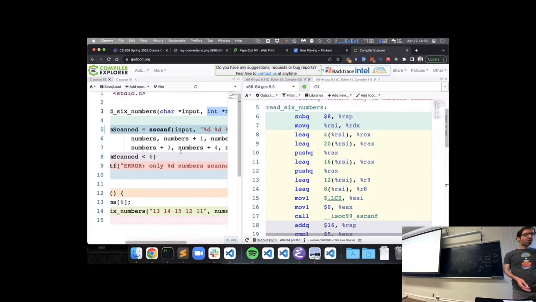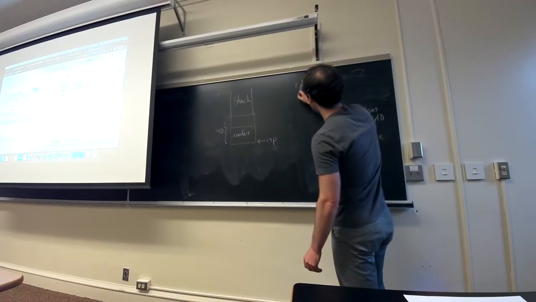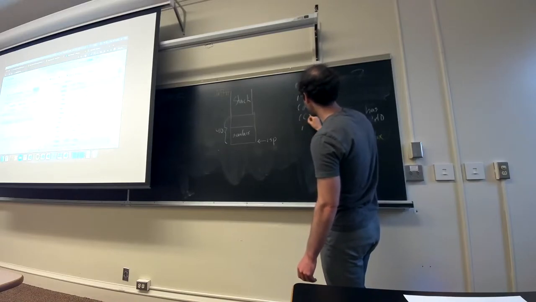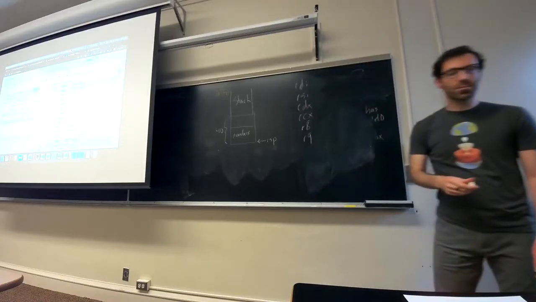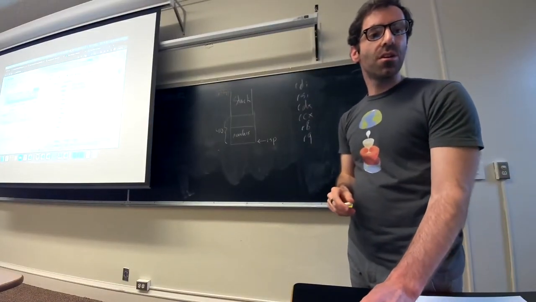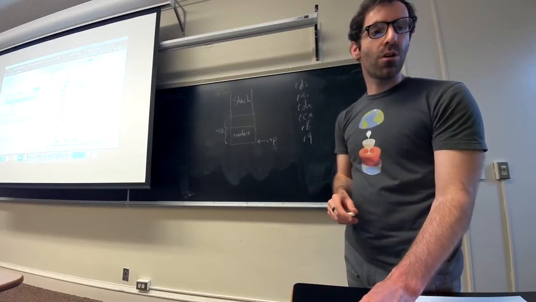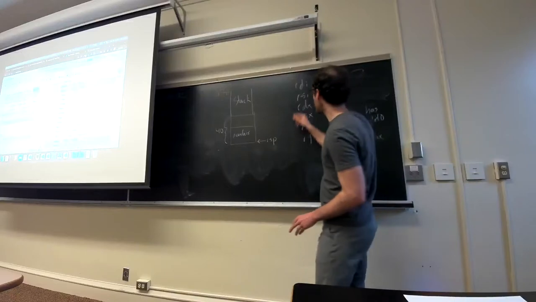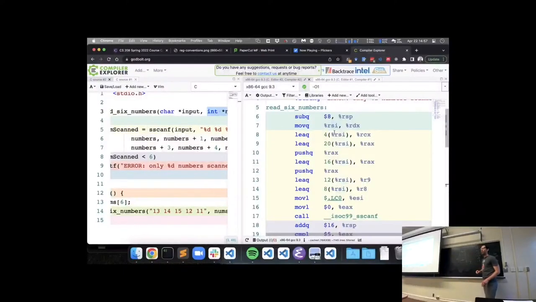And then it needs to prepare these six numbers, numbers plus one, numbers plus two, all these arguments before it's going to call scanf. And so we have our argument registers: RDI, RSI, RDX, RCX, R8, R9. And we can see that we're taking four up from the stack pointer and putting it in RCX. So RCX is going to point to the element there of the array.